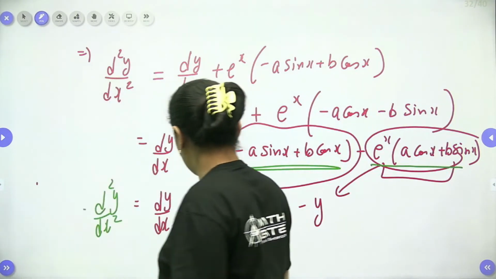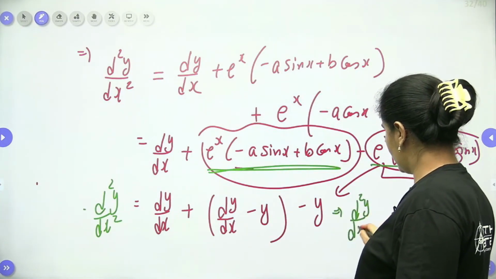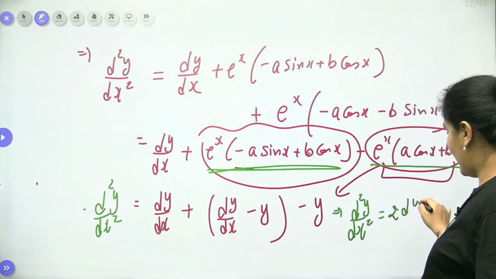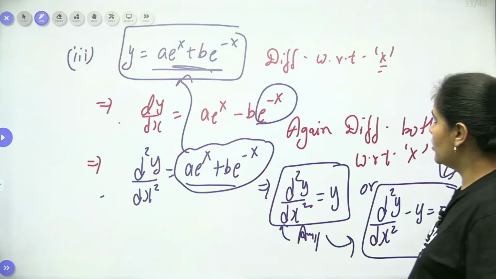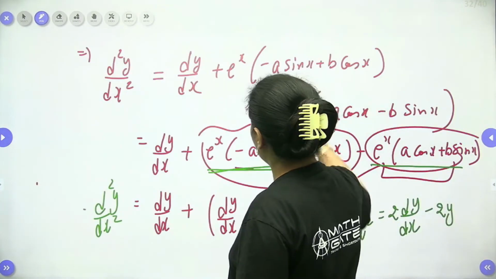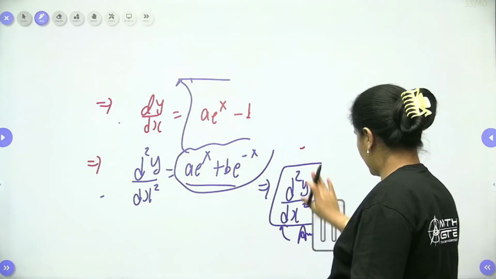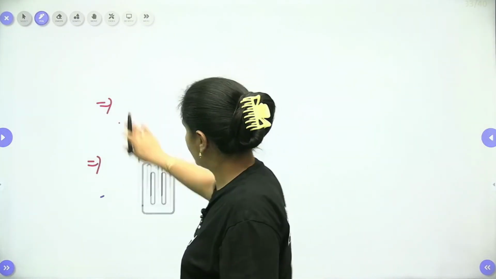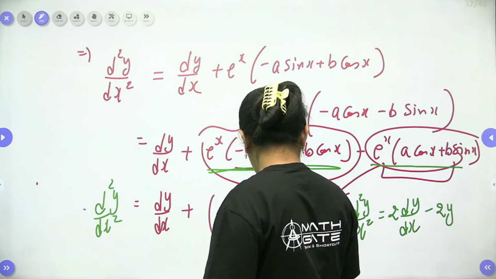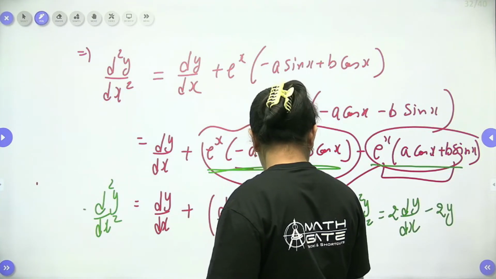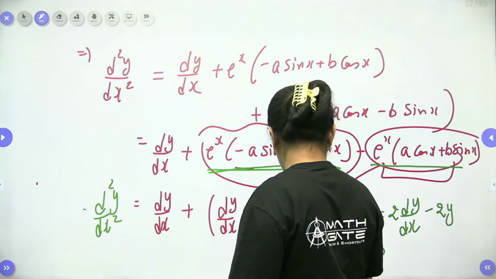Now let's conclude it in a simple manner. It will be d2y by dx2 equals 2 dy by dx minus 2y. Let's conclude it in an even simpler way. So we can say, dear students, you can write it down here only: d2y by dx2 minus 2 dy by dx plus 2y is equal to 0.